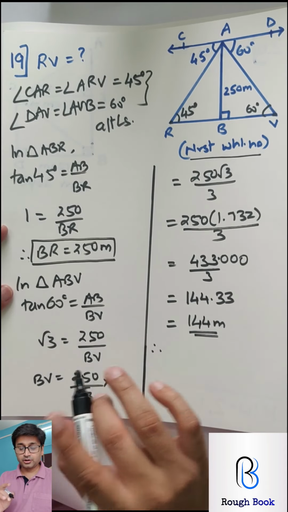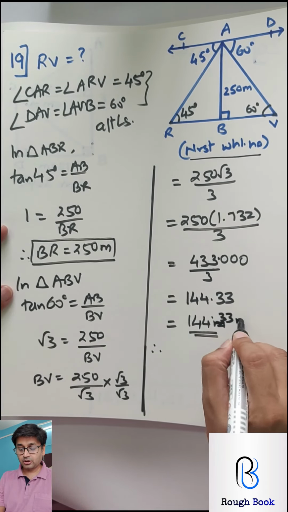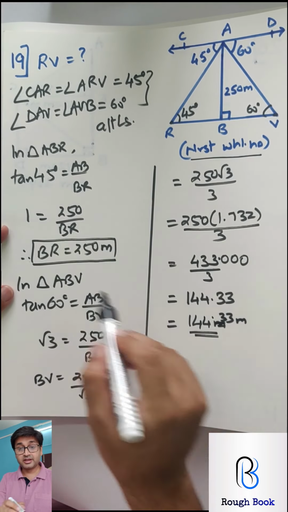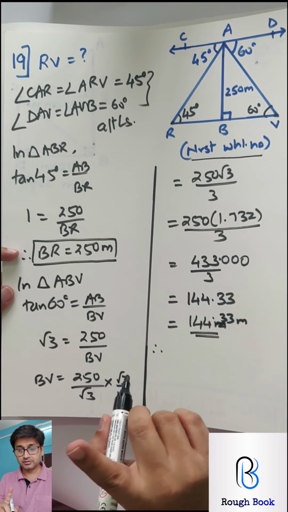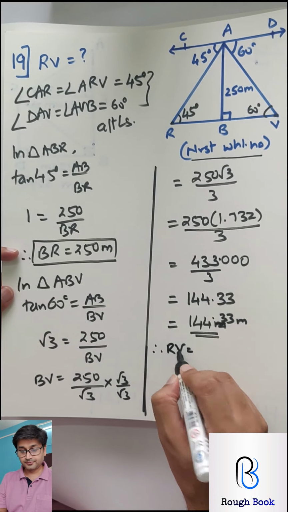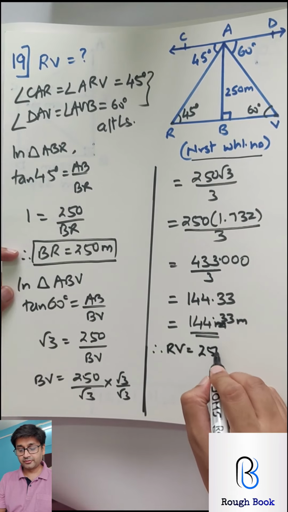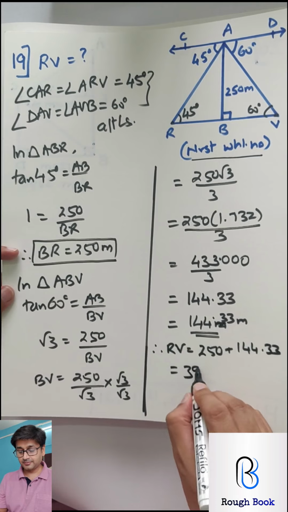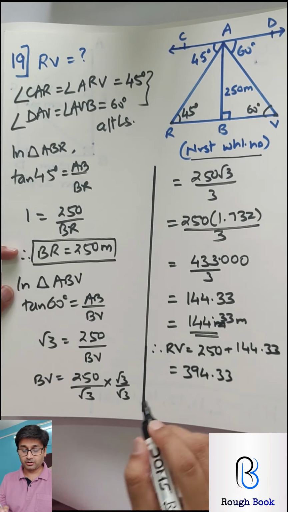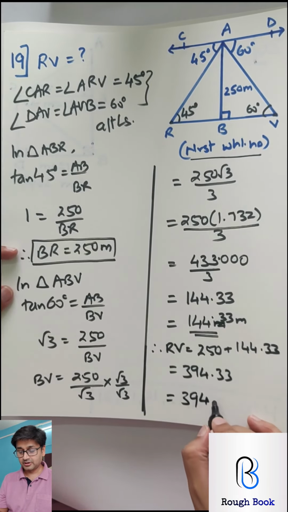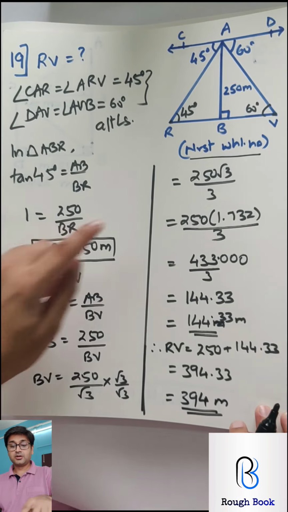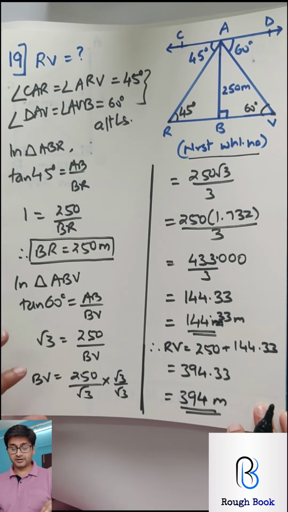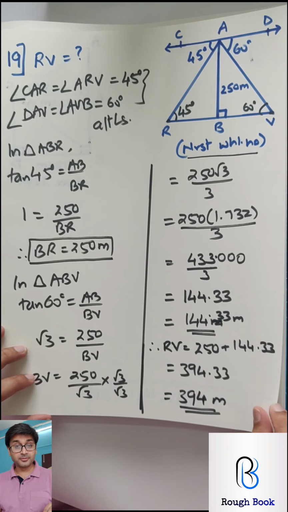So according to me, you should not round off here, round it off only in the end. Suppose this also had decimals, then the answer would have changed. So don't round it off here. Therefore BV is 250 plus 144.33, so 394.33. Now round off in the end, always have that habit. So 394 meters to the nearest whole number. 5 or greater than 5 add, less than 5 eliminate. So 394 meters.